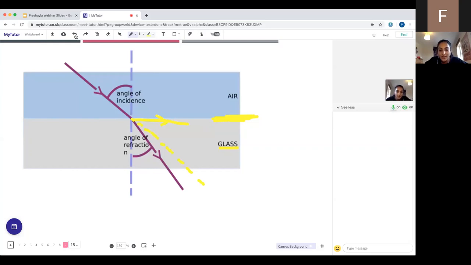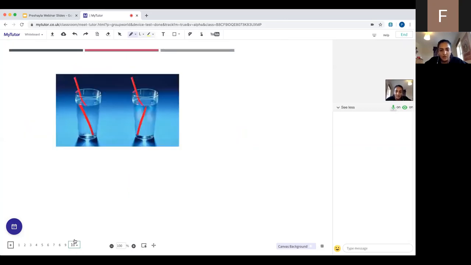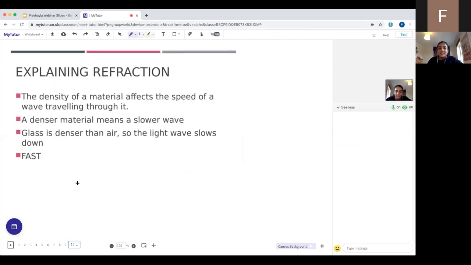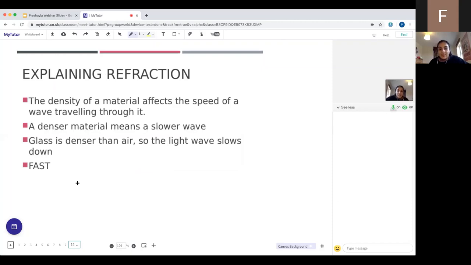Now that's not always the case. Sometimes it does go the other way. And we have an acronym, or I don't know, it's called a mnemonic, that helps us remember it. Okay, so this is again higher. If you're in higher, you need to know how to explain refraction, not just what refraction is and how to draw it, but also how to explain it.